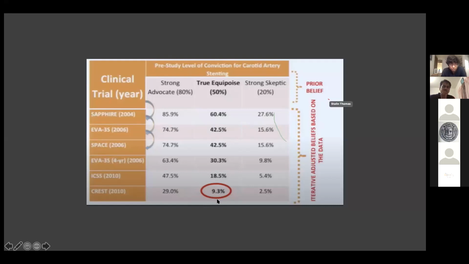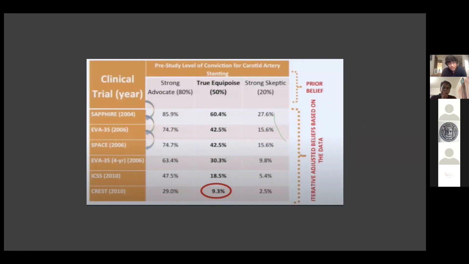So if you look at the scientific evidence in carotid artery stenting objectively, the evidence has been such that any person at true equipoise, which is 50% in favor of carotid artery stenting, would fall to 9.3% in favor of carotid artery stenting. And my own belief in carotid artery stenting is more or less along these lines.